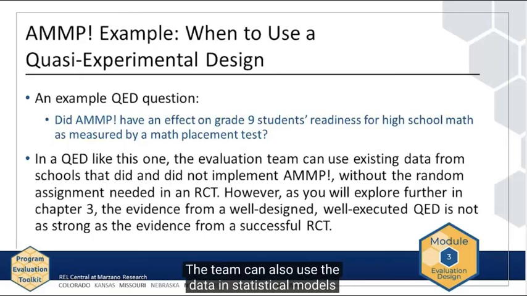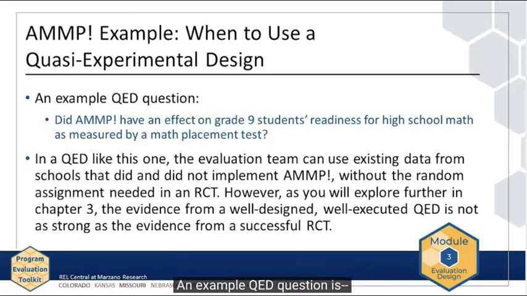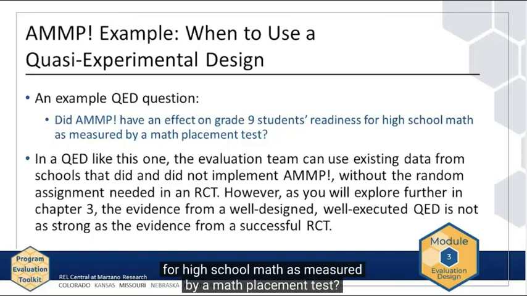The team can also use the data in statistical models to adjust, at least in part, any differences between the treatment and comparison groups that might be related to the outcomes the team is most interested in. This design will help the team address the midterm outcome about readiness for high school math. An example QED question is, did participation in AMP have an effect on grade 9 students' readiness for high school math as measured by a math placement test?